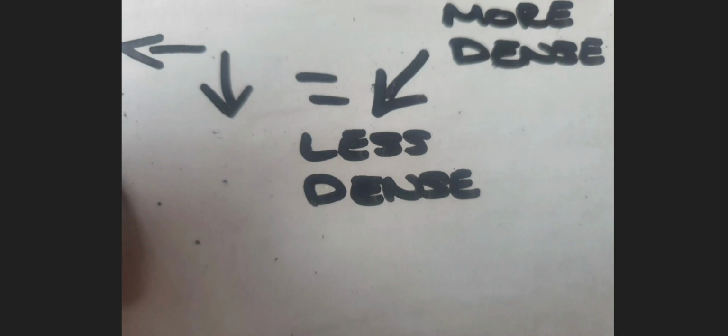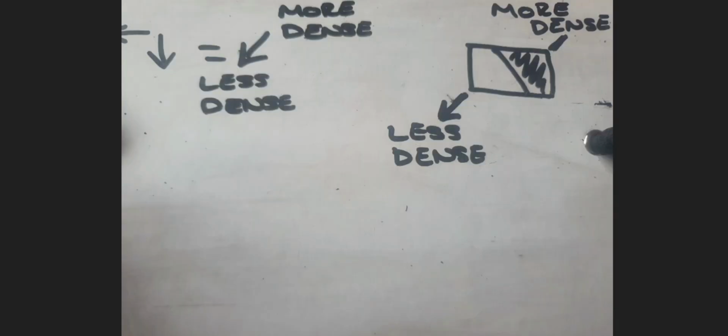So now if we have a downwards force and a force to the left, the resultant acceleration will look like this, with more dense here and less dense here. With the water and the air in the bottle, more dense will be there and less dense will be there, and it'll look something like this.